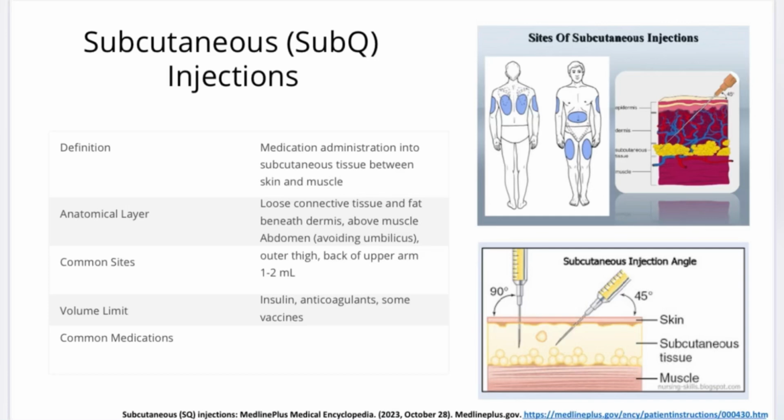And the last one is common medication. There are insulin, anticoagulant, and some vaccine. And in the last picture, you will see a picture about subcutaneous injection angle. There are two types. The first type is 90 degrees angle and the second type is 45 degrees angle.